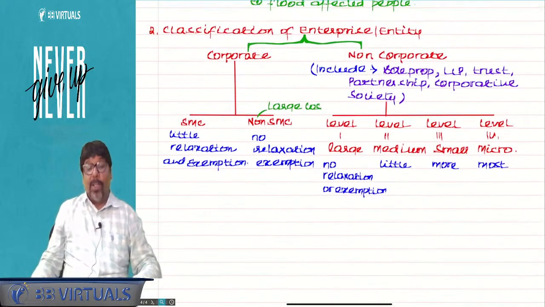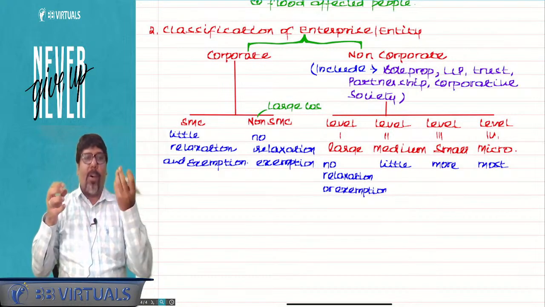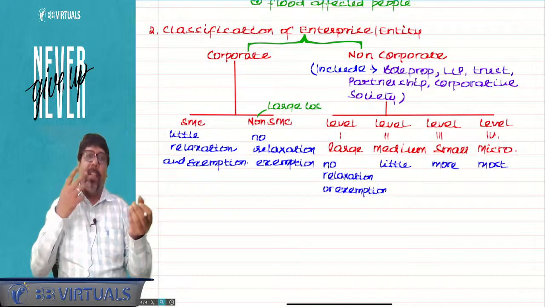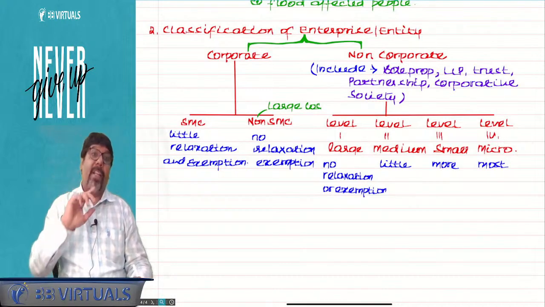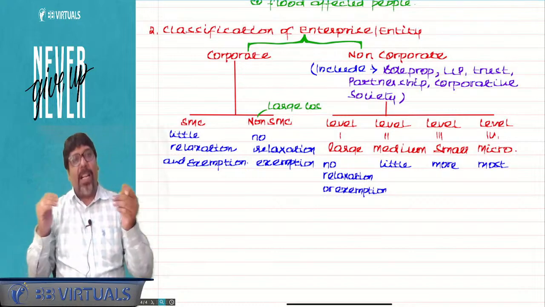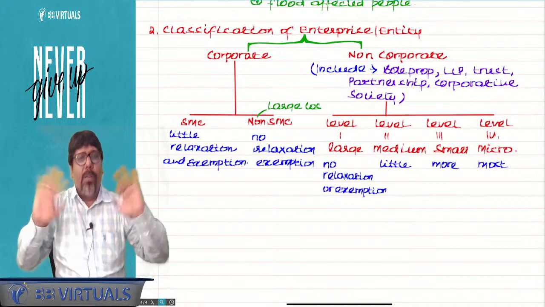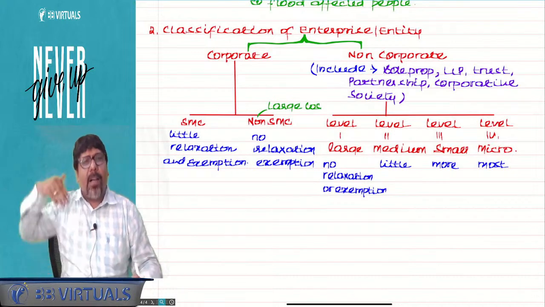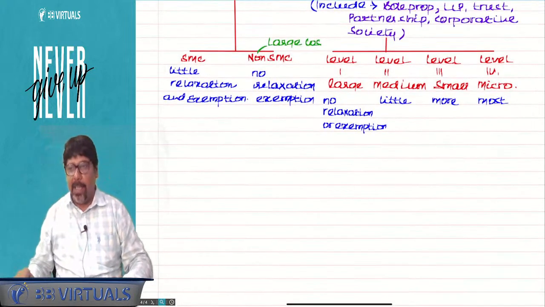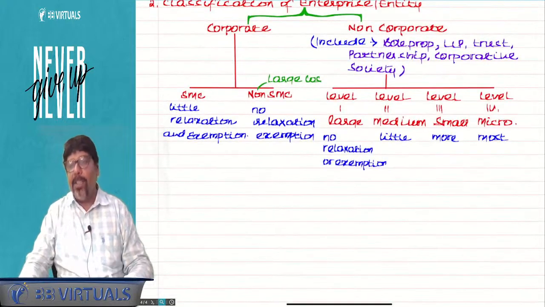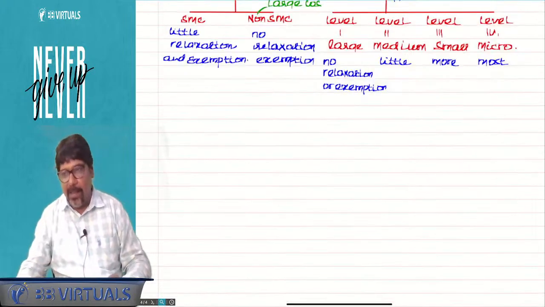Understood? Yes or no? So classification of enterprises: two, corporate and non-corporate. Corporate means SMC, non-SMC. SMC means small and medium companies. Non-SMC means non-small and medium. Non-small and medium means large. And non-corporate mein four: level 1, level 2, level 3, level 4. This I have not created. No, no, chartered, the Institute has created. Am I clear? Now chartered, so now your doubt is, sir, what is exemption? What is relaxation?